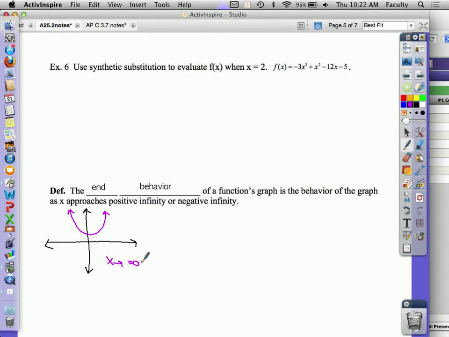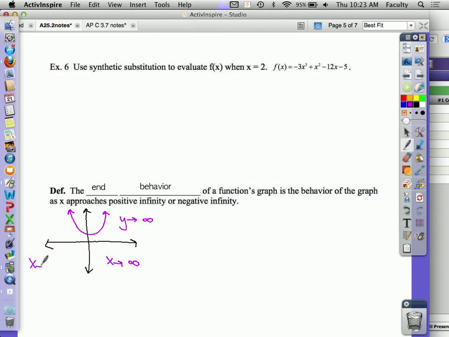And as I walk to the right, I'm pulling my string. As I pull the string to the right, where does the graph go? Where does the y value go? As I'm pulling, isn't it going up and up and up, right? So the y value, as I went to the right, is going up to positive infinity.